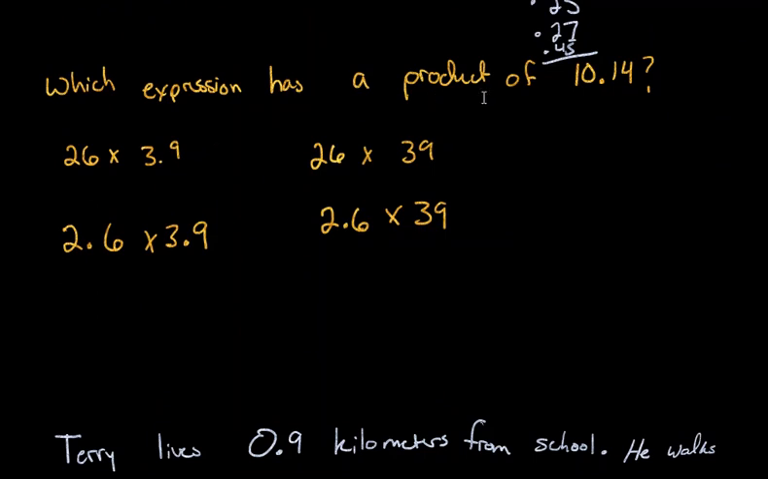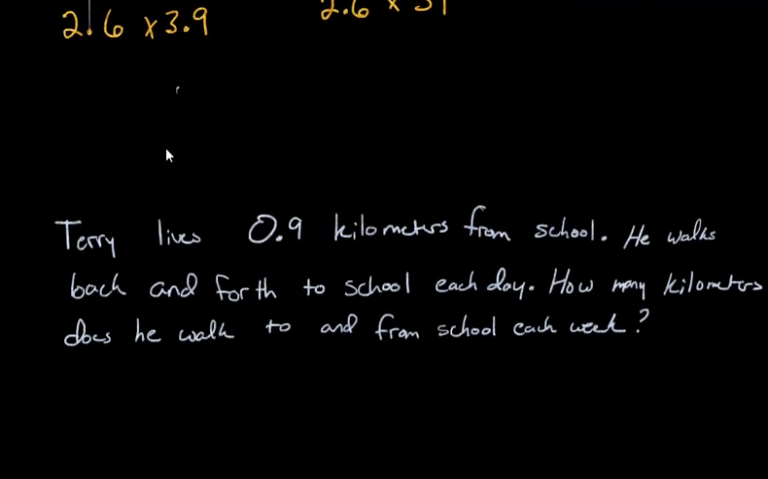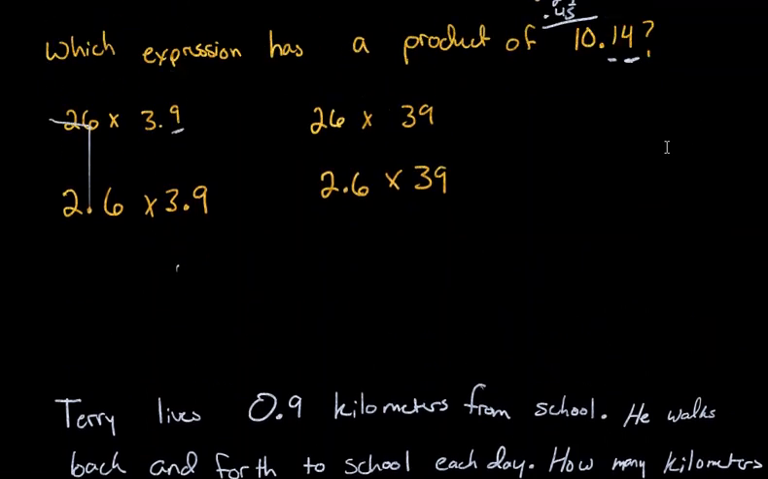Which expression has a product of 10 and 14 hundredths? Guys, the important thing here to do is find out how many places are to the right of my decimal. In my product, I have 2. So that means in my factors, I have to have 2 altogether. Well, this problem only has 1, so it can't be that. Oh, it can't be this expression.